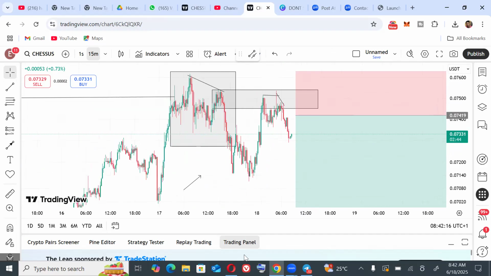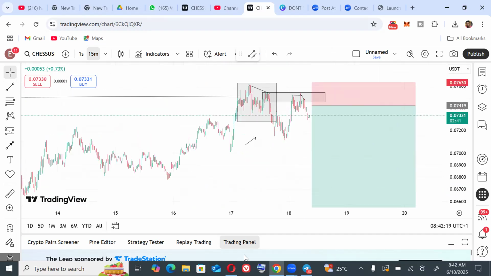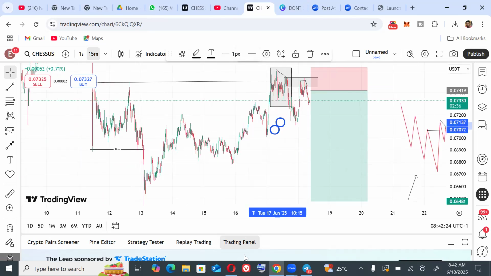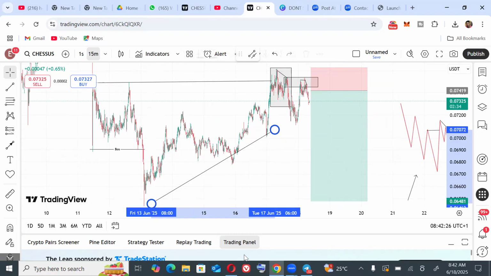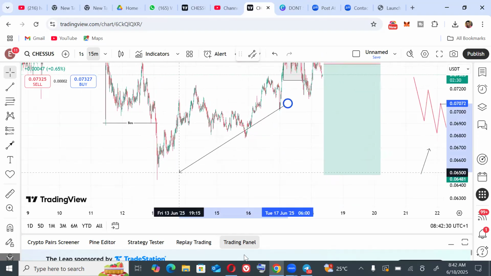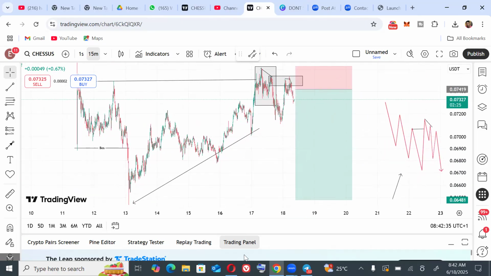Are you feeling me right now? Clear and simple terms, my brother, my sister. Simple and short. No need to stress yourself. So obviously, where is the next draw on liquidity? The next draw on liquidity will be this low right here. It cannot be this high. It cannot be this point. Now, why do I say it cannot be this point? This is a live trade.